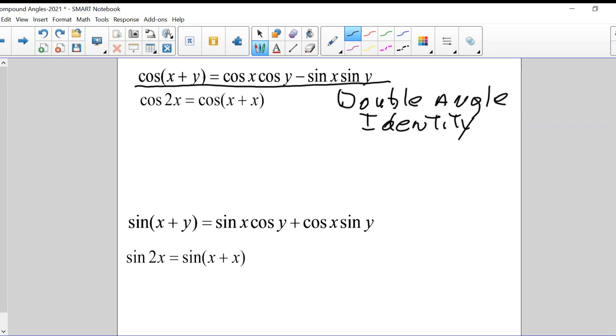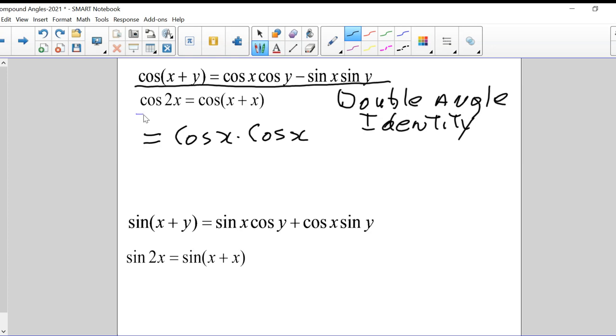Okay, so cos of 2x. One way to think of the cos of 2x is as the cos of x plus x. X plus x is 2x, right? That's simple algebra. But separating it like that allows me to use this formula. If this is right, this cos of x plus y is the same as cos of x plus x, then I can write that as the cos of x dot the cos of x again.